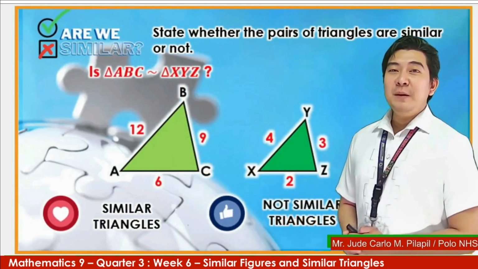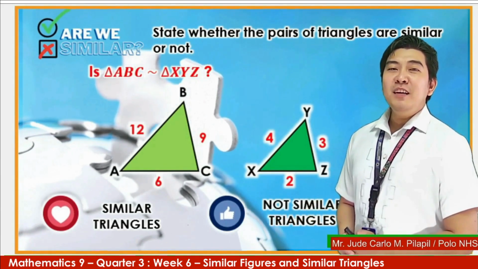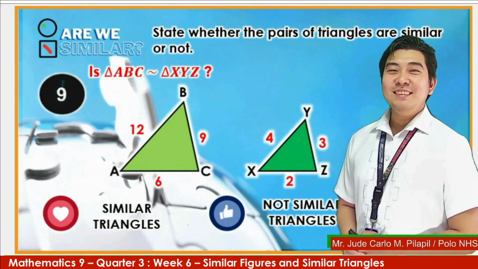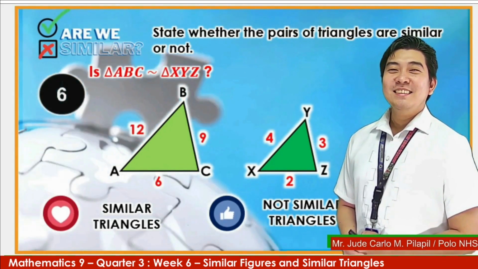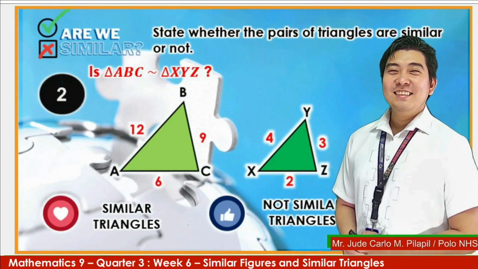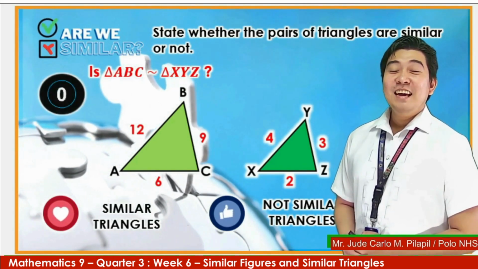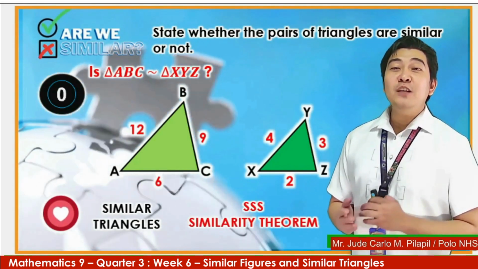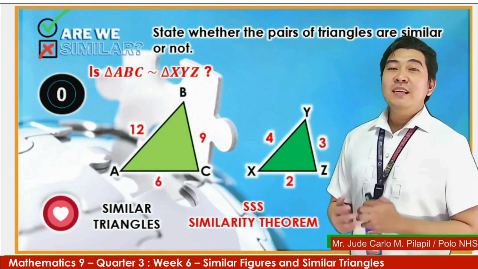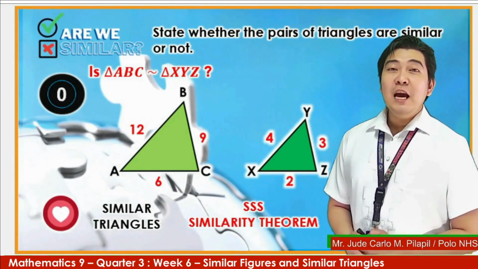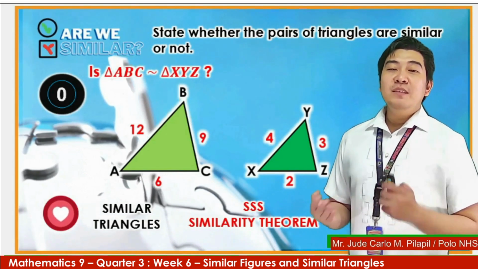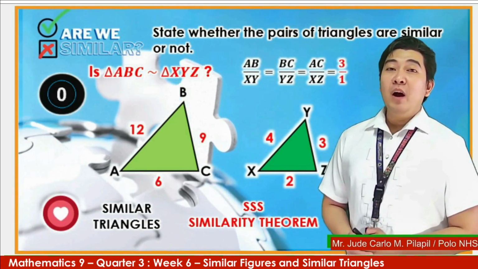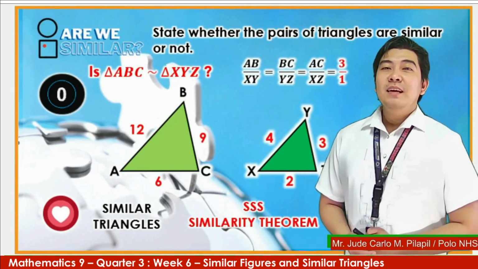Let us go to item number 3. Is triangle ABC similar to triangle XYZ? Your timer starts now. Did you answer similar? That's fantastic! The two triangles are similar since the three corresponding sides are proportional. Triangle ABC is similar to triangle XYZ by SSS Similarity Theorem. If you will get the ratios of their corresponding sides, you will find out that they are equal to 3/1 and forms a proportion.